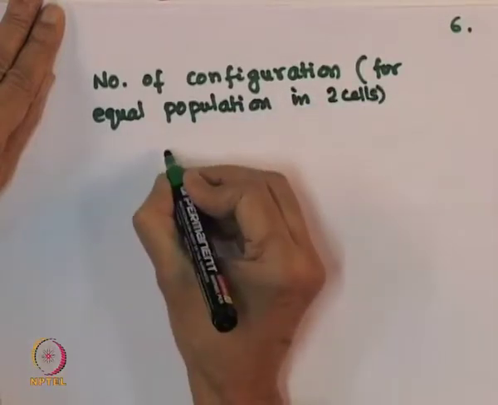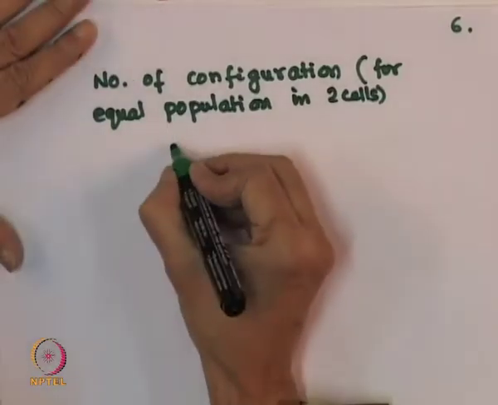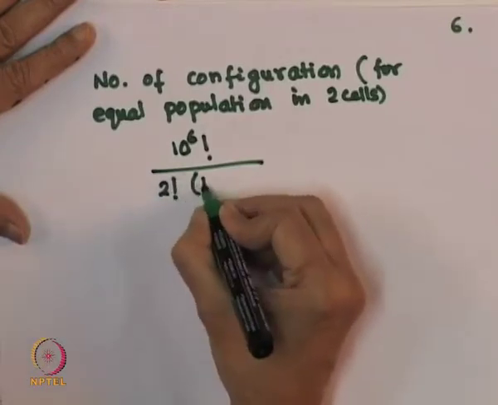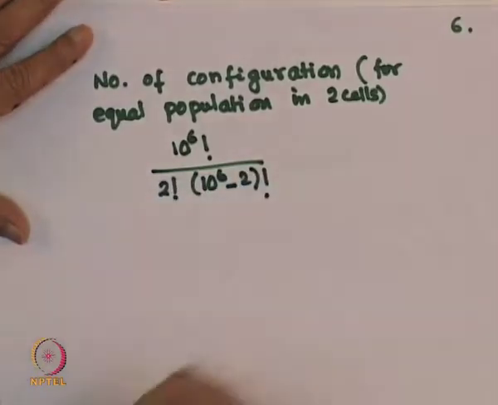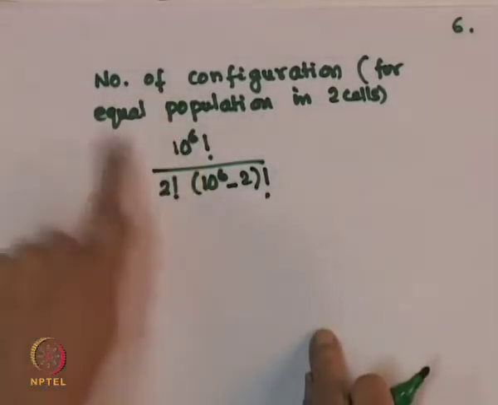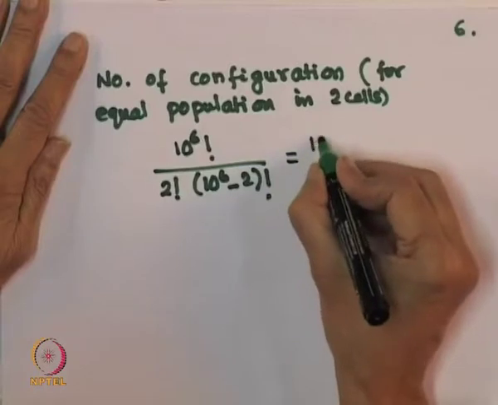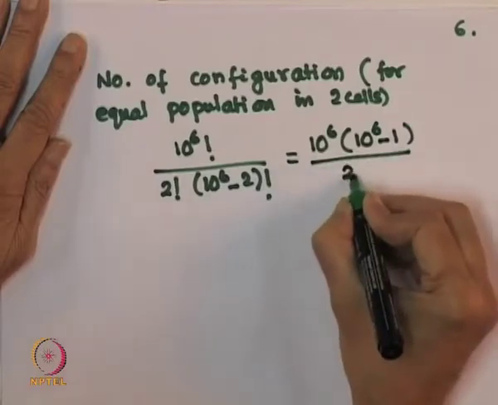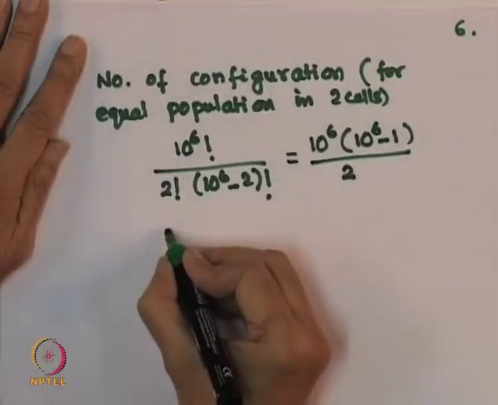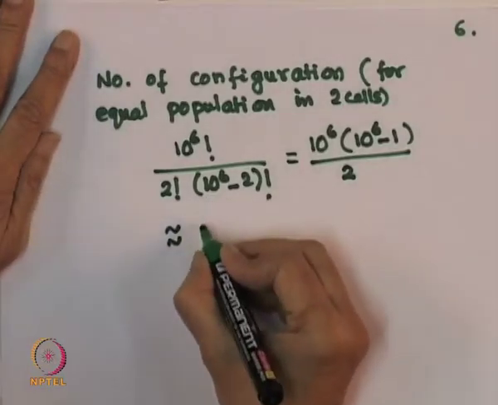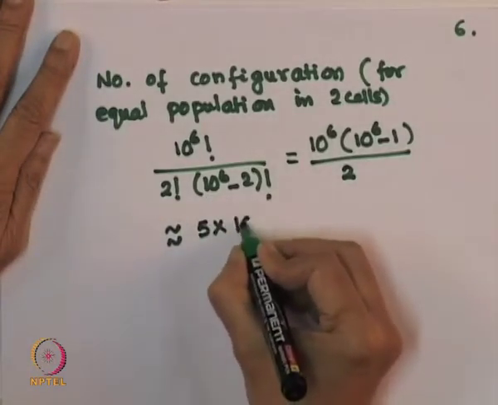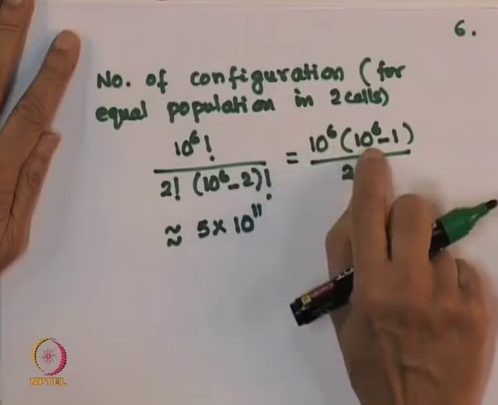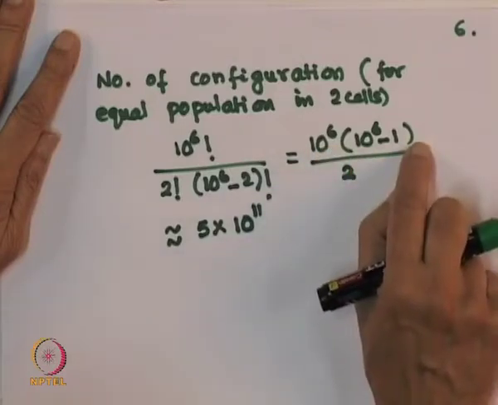Now, that is clearly given by 10 to the power 6 C 2, which is 10 to the power 6 factorial divided by factorial 2 into 10 to the power 6 minus 2 factorial. So, you just multiply these things and you find this is nothing but 10 to the power 6 into 10 to the power 6 minus 1 divided by 2, which is approximately equal to 5 into 10 to the power 11. This comes only from the term 10 to the power 6 into 10 to the power 6, which is 10 to the power 12 divided by 2. The other term is much smaller compared to 10 to the power 12.